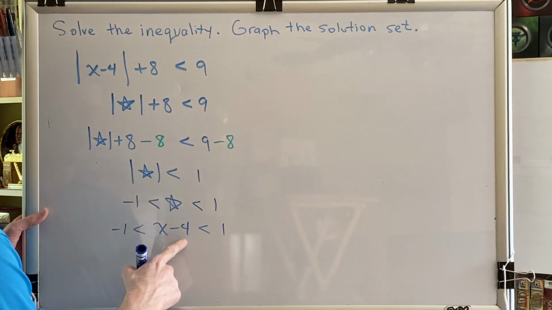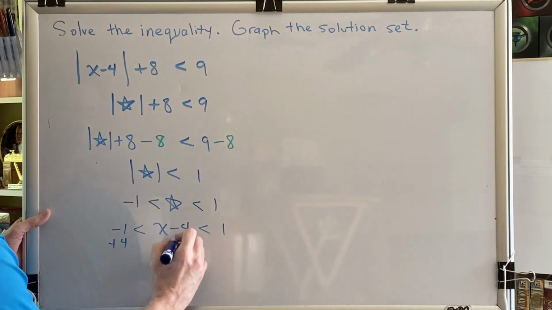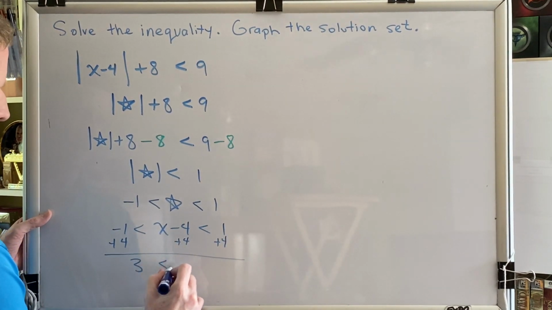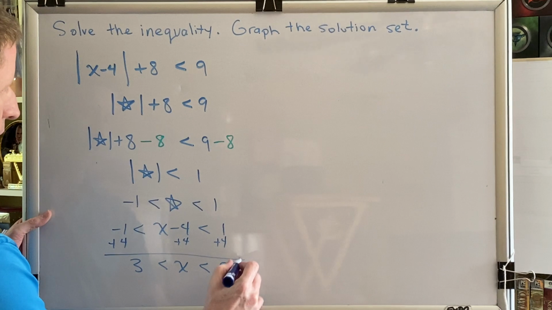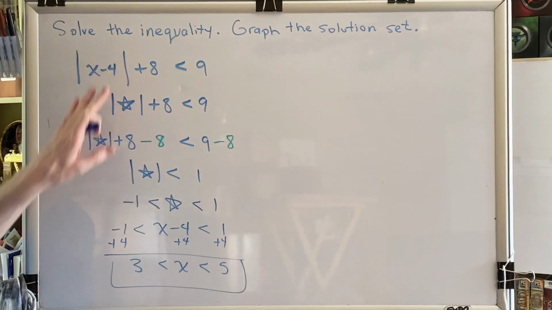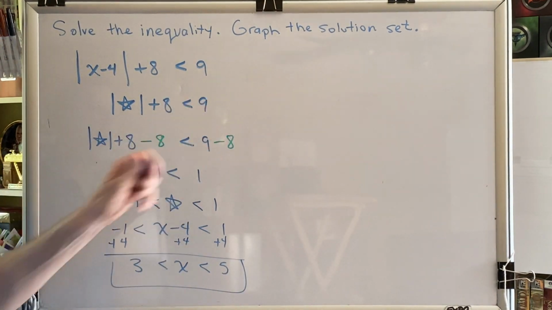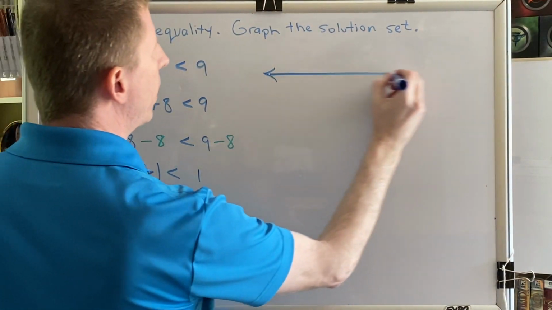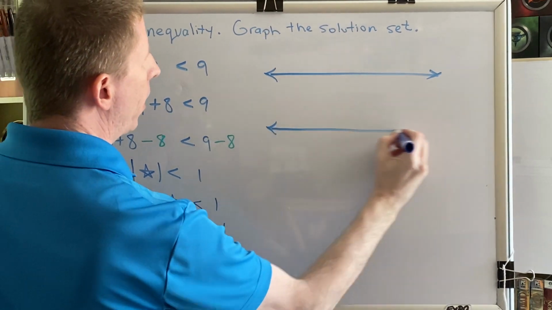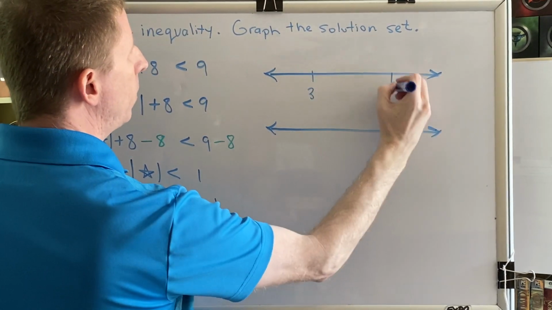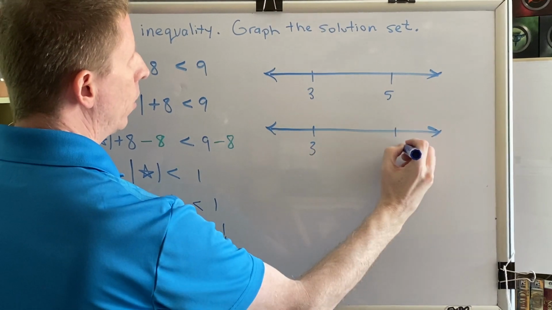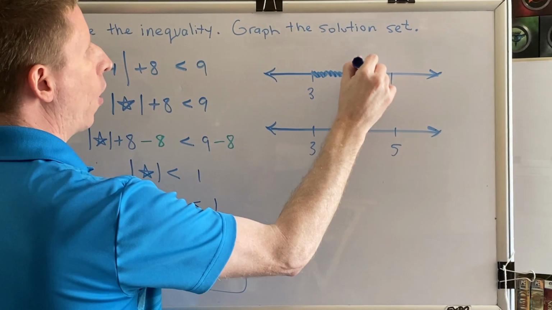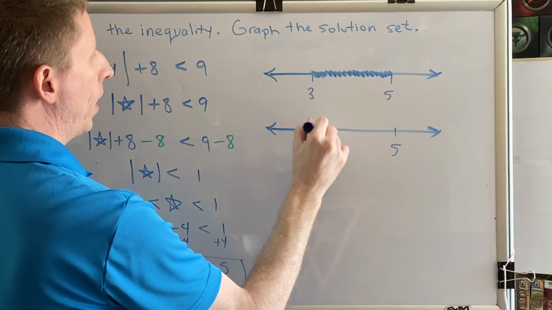To get x alone, do the opposite of subtract 4. So add 4 in all 3 zones, which gives you 3 less than x less than 5. All right, this is the inequality part of our solution. Now we graph the solution set. We recognize that the x is in between 3 and 5. So when we go to create our number line, we're going to graph in between 3 and 5. So shade in between 3 and 5 to indicate all of the values of x that satisfy the inequality.